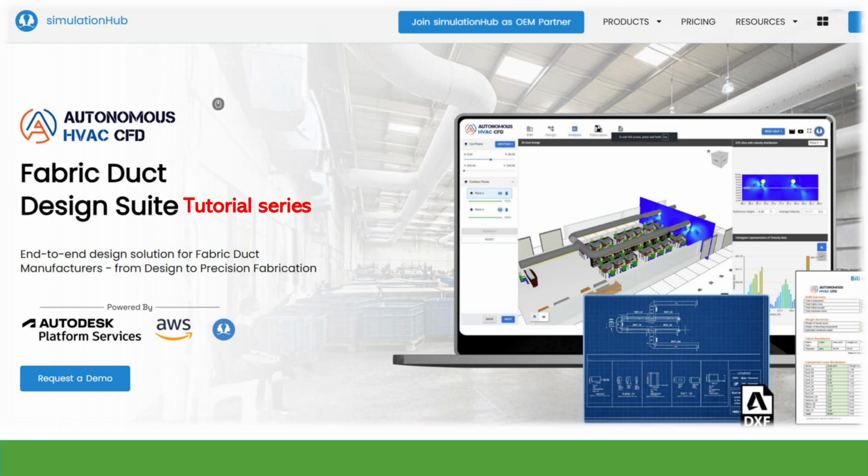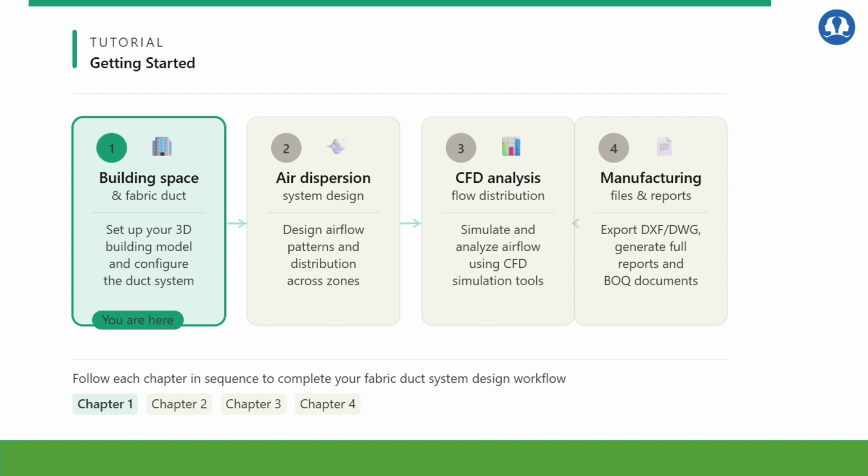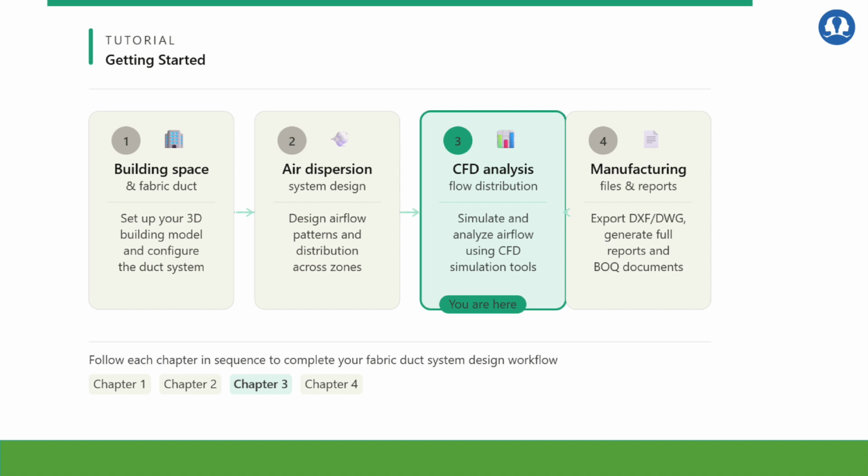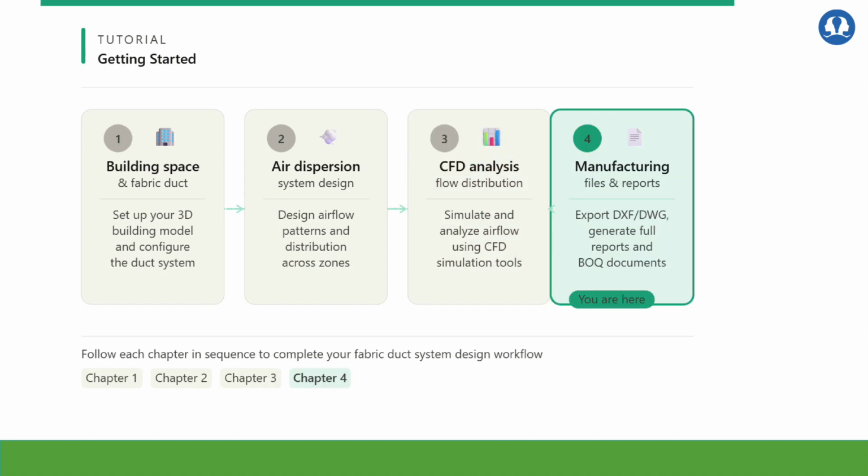In this video series, I will walk you through the complete AHC-Fabric workflow in 4 chapters. Chapter 1, Creating a Building Space and Fabric Duct System. Chapter 2, Designing the Air Dispersion System. Chapter 3, Analyzing Flow Distribution using CFD. Chapter 4, Generating manufacturing files, including DXF, DWG, along with report generation and BOQ.